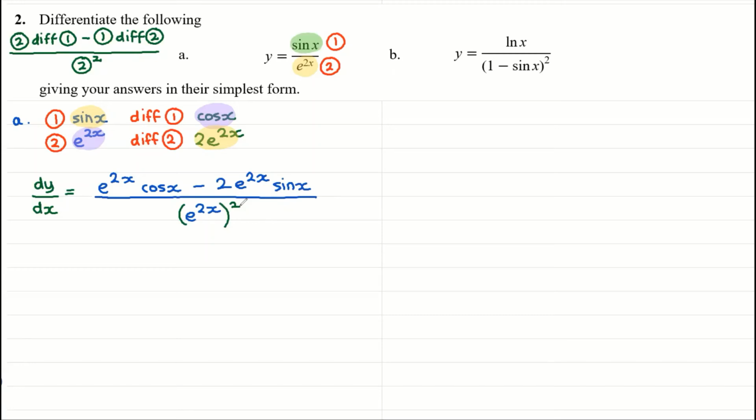What we can do is, you'll probably have noticed now, we've got e to the 2x in every single term here. So I'm just going to cancel it out, but I'll do it properly by factorizing first. So we'll factor out the e to the 2x. Okay, and then I'll write some brackets. So what do we have left over? Well, we're going to have cos x subtract 2 sine x. Okay, and that's all divided by, now I'm going to write e to the 2x squared like this, just so you can see the cancellation.